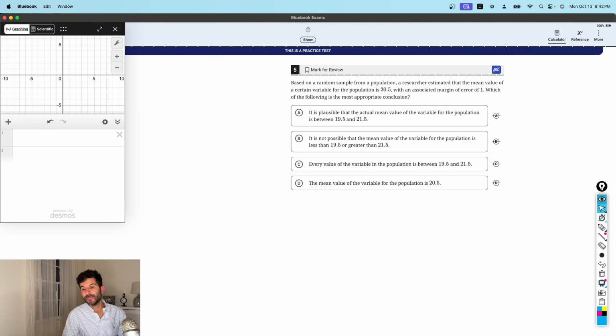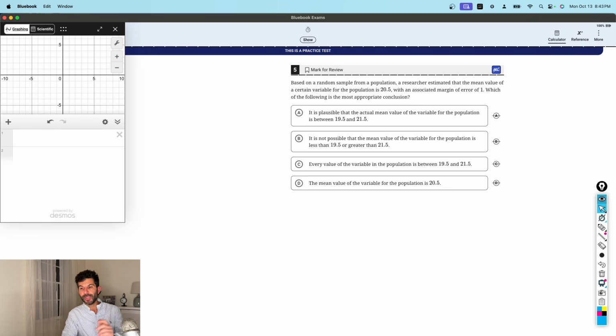Next, question 5. Based on a random sample from a population, a researcher estimated that the mean value of a certain variable for the population is 20.5 with an associated margin of error of 1. Which of the following is the most appropriate conclusion? Very simply put, margin of error is wiggle room.